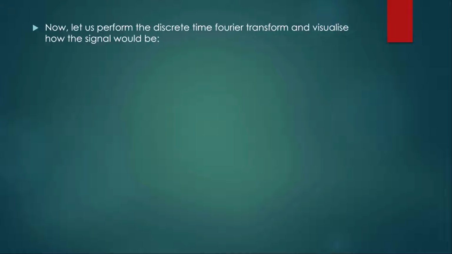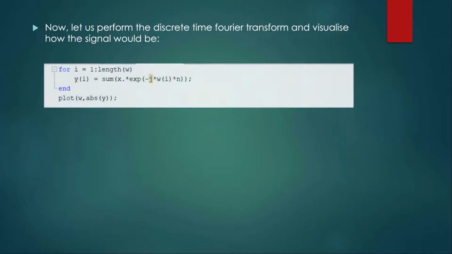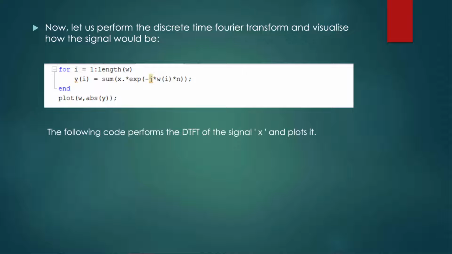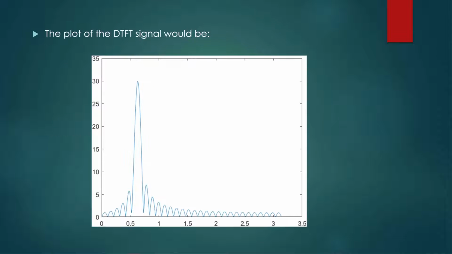Now, let us perform the discrete time Fourier transform and visualize how the signal would become. So this is the code for the DTFT of the original signal x. As we can see inside the for loop, the y is nothing but sigma x e power minus j omega n. And note that DTFT is a continuous plot, hence we use the plot function and not the stem function. So the DTFT signal would be like this. The y-axis consists of the magnitude and the x-axis consists of the values of omega from 0 to pi.